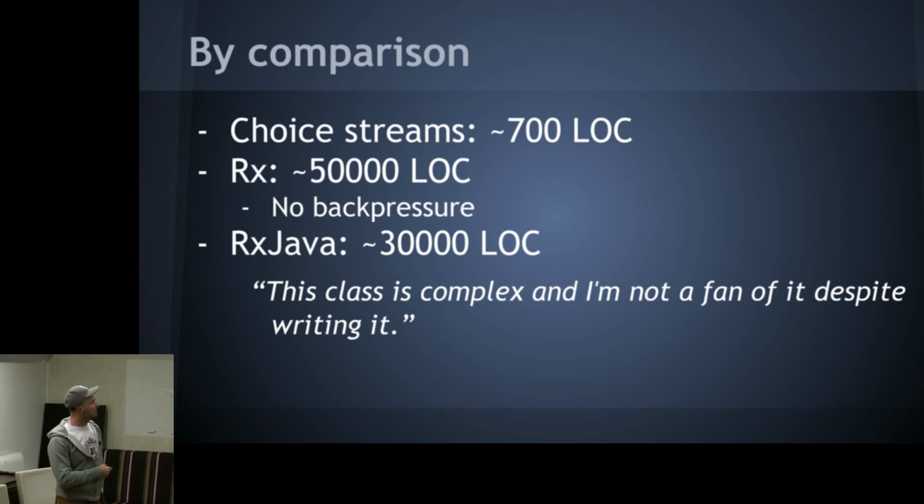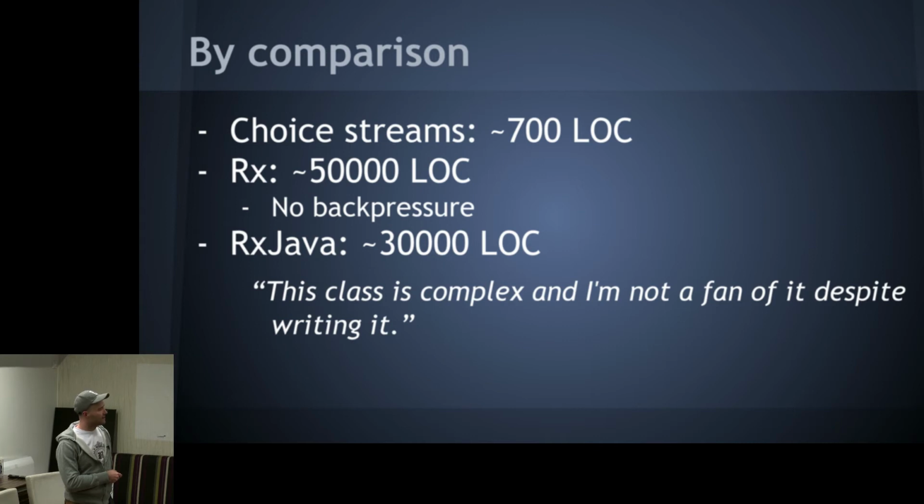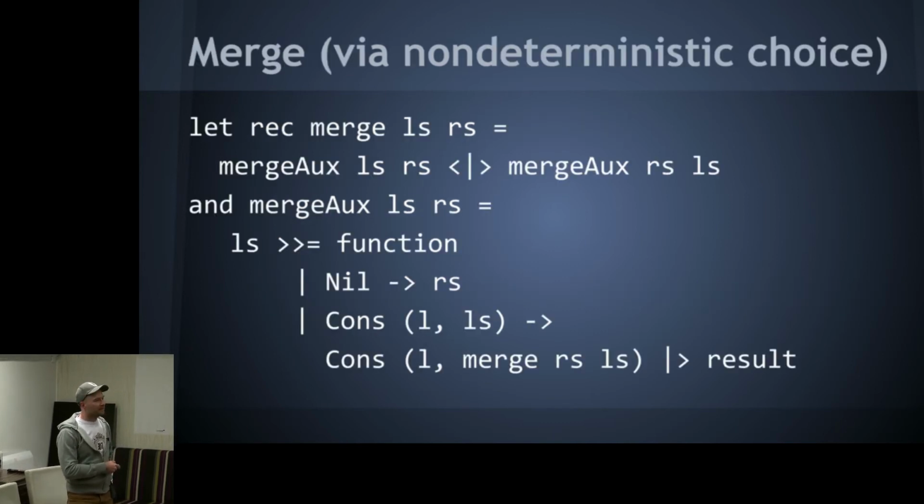And by comparison, the implementation using these techniques is currently something like 700 lines of code. RX is something like 50,000 lines of code, and it doesn't have any sort of back pressure support. And RX Java is 30,000 lines of code. And there's actually this comment in the merge operation that this class is complex, and I'm not a fan of it despite writing it. This is written by the author of the RX Java implementation. So if we compare, I'm not sure whether I would say that I would be proud of writing this, but it's very clear to me, and I find it very simple and easy to reason about.